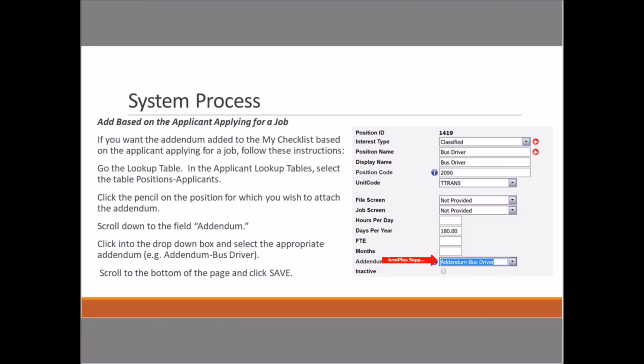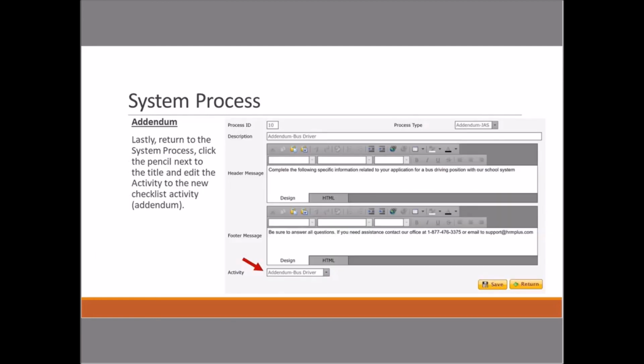And then the last and most important step when dealing with addendums. So I've made the checklist activity, I've added it to the checklist, or I've added it to the appropriate position. I come back up to system processes, and I find my process, I open the title, and I come down to this activity section. And this is where I can now find that checklist activity I created from the drop-down screen and point this process to that specific activity, and I save it.